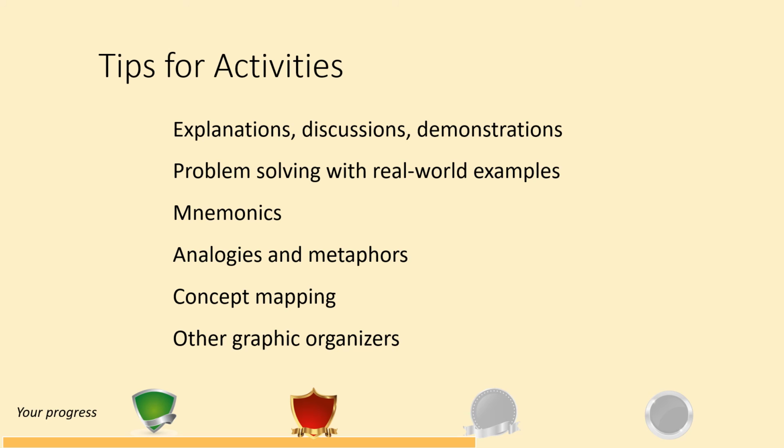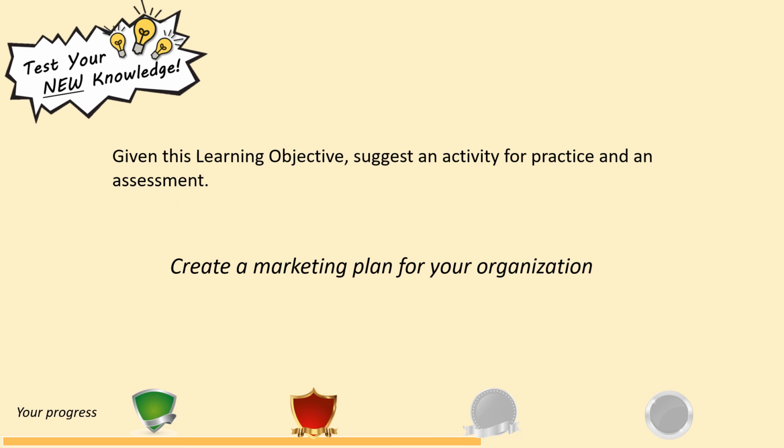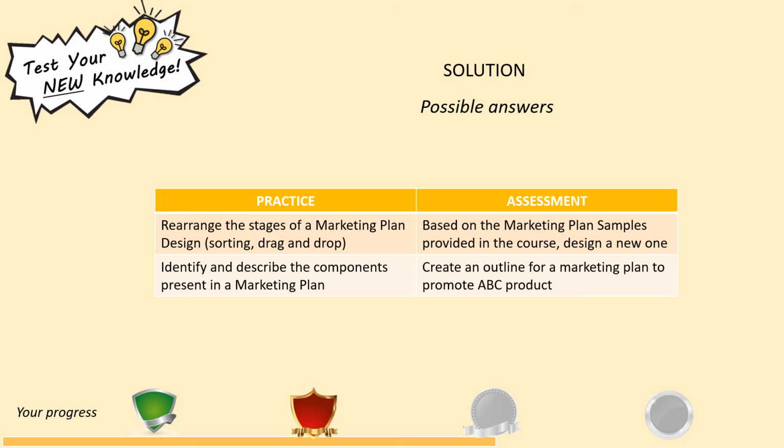Other activities that you may consider using in your course could be explanations, discussions, demonstrations, problem solving with real examples, mnemonics, analogies, metaphors, and even concept mapping or other graphic organizers. These activities are closely connected to cognitivism because they help to assimilate new information with previous knowledge. Look at the objective below and suggest an activity for practice and an assessment type. How did it go? These are possible answers.